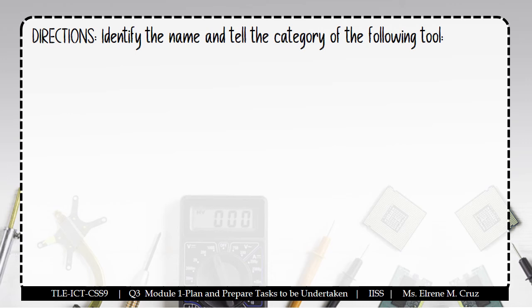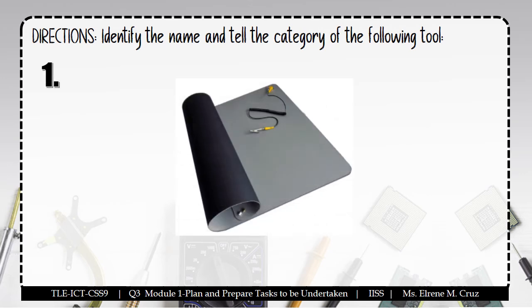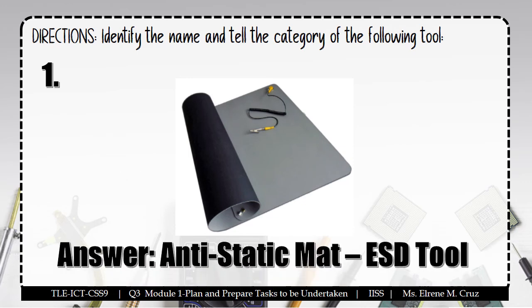Let us have a short activity to check your understanding. Identify the name and tell the category of the following tool. Number 1. For 5 seconds, give your answer. The answer is anti-static mat, ESD tool.